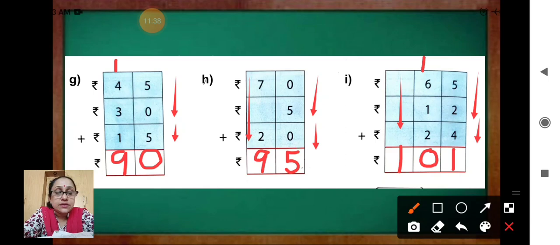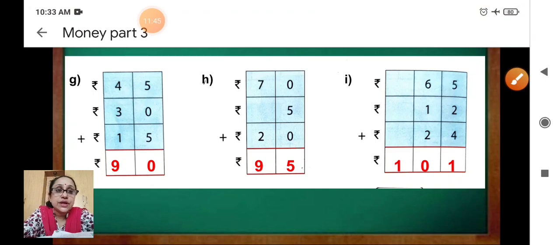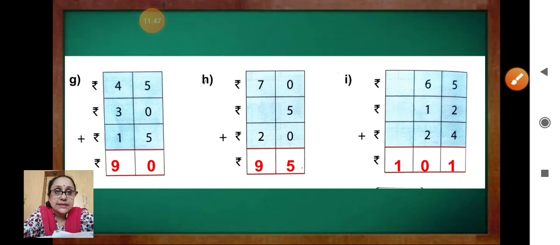Okay children? Understood? Do slowly. Check your answer. Rupees 90, rupees 95, rupees 101. Correct? Okay. All are finished.